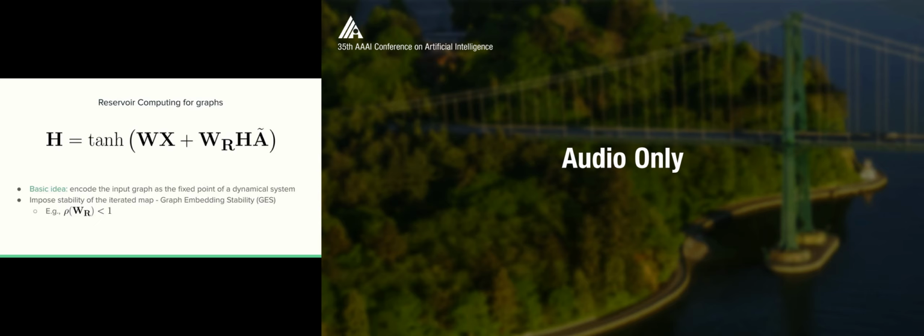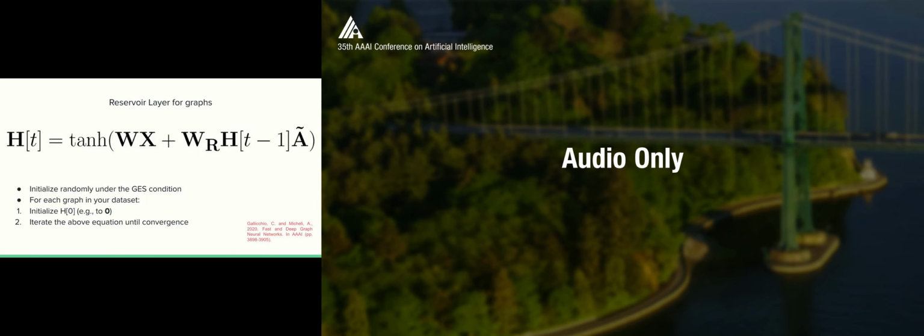So in practice, you have a large layer of graph reservoir that implements this function. And you can now treat this equation like a discrete time dynamical system. So what you do is the following. You initialize randomly the layer's weights under this GES property, graph embedding stability property. And then for every graph, you start with a 0 state as initial condition, and you iterate this equation until convergence to the fixed point that depends on the parameters of the equations that are x, the input features, and Ã, that is the normalized adjacency matrix of the graph.